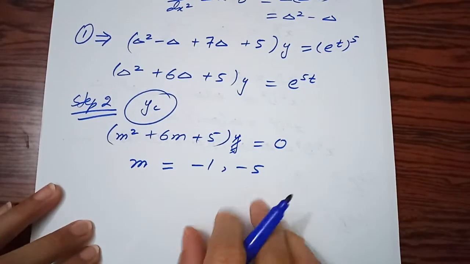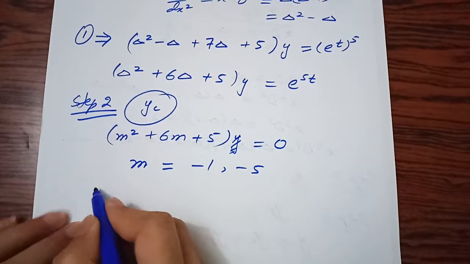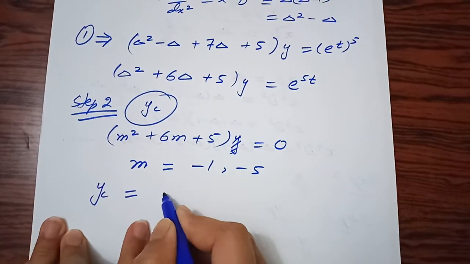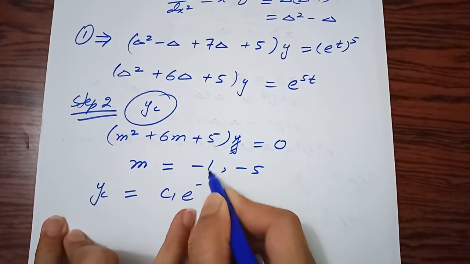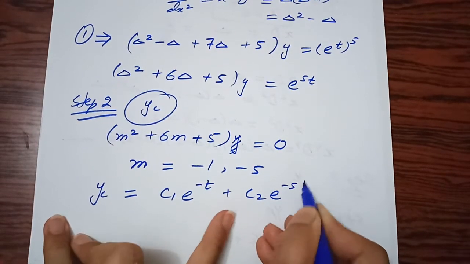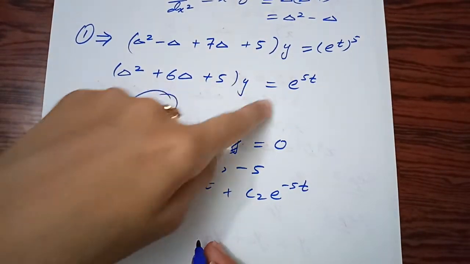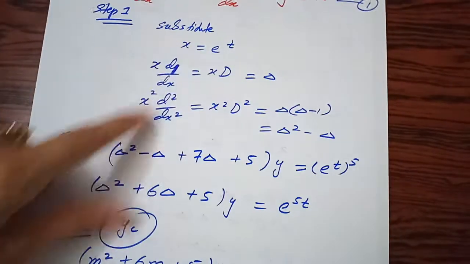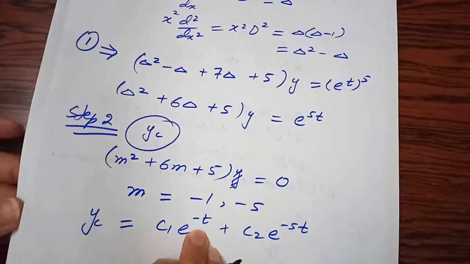So you see that these roots are distinct, different. So our complementary solution is going to be C1 e raised to power minus 1t plus C2 e raised to power minus 5t. Because our equation is now in t, I substituted this x in terms of t. Now our third step is going to be finding our particular solution.